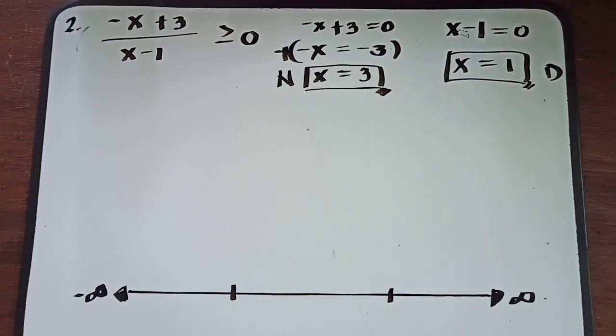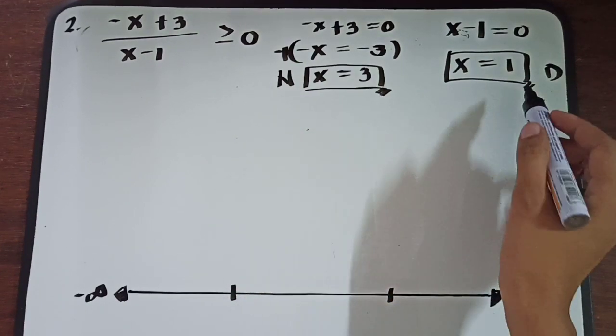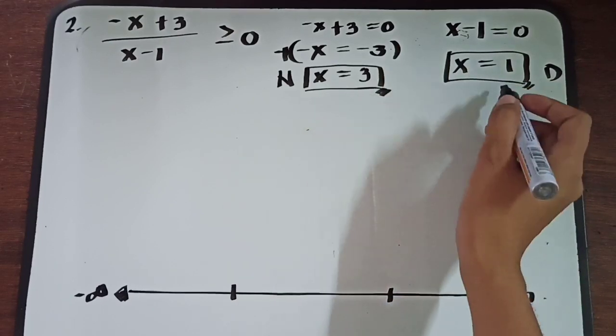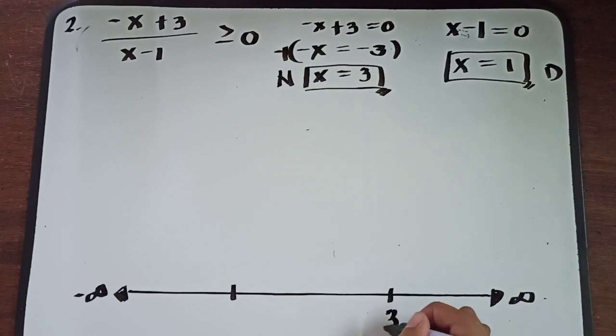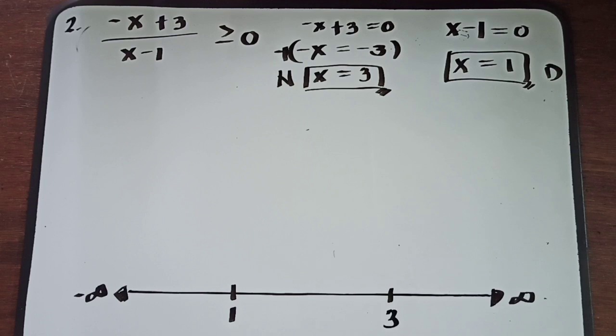Okay, so once you have your number line, alamin na ulit natin saan ba natin ilalagay si positive 3, saan ba natin ilalagay si positive 1. So, positive 3 is greater than positive 1, therefore this 3 is on the right side, and this positive 1 is on the left side.